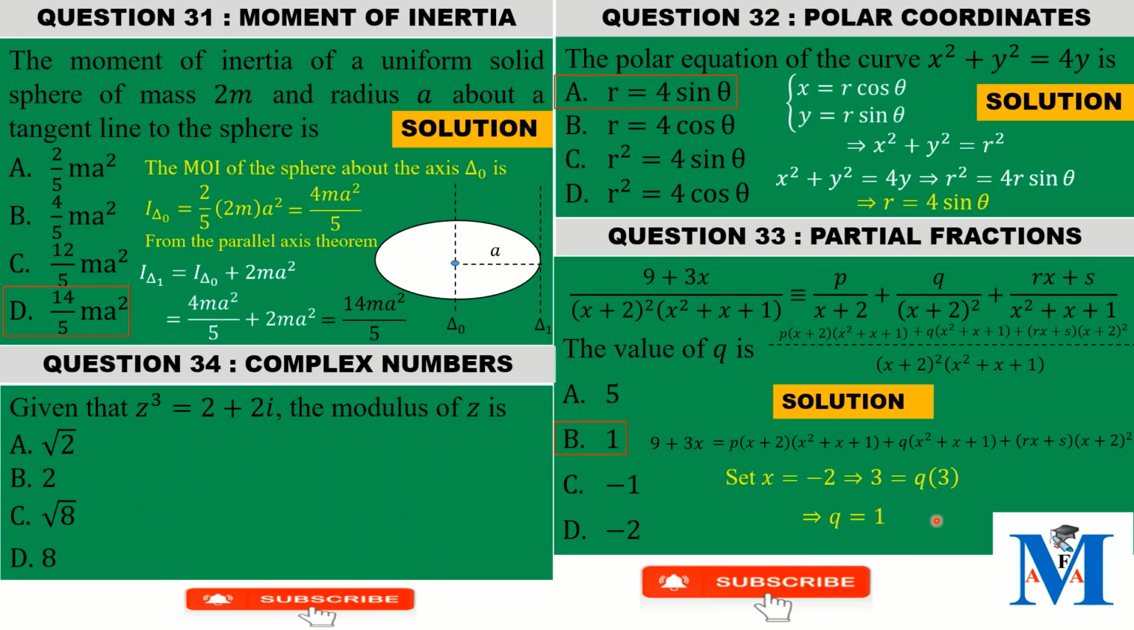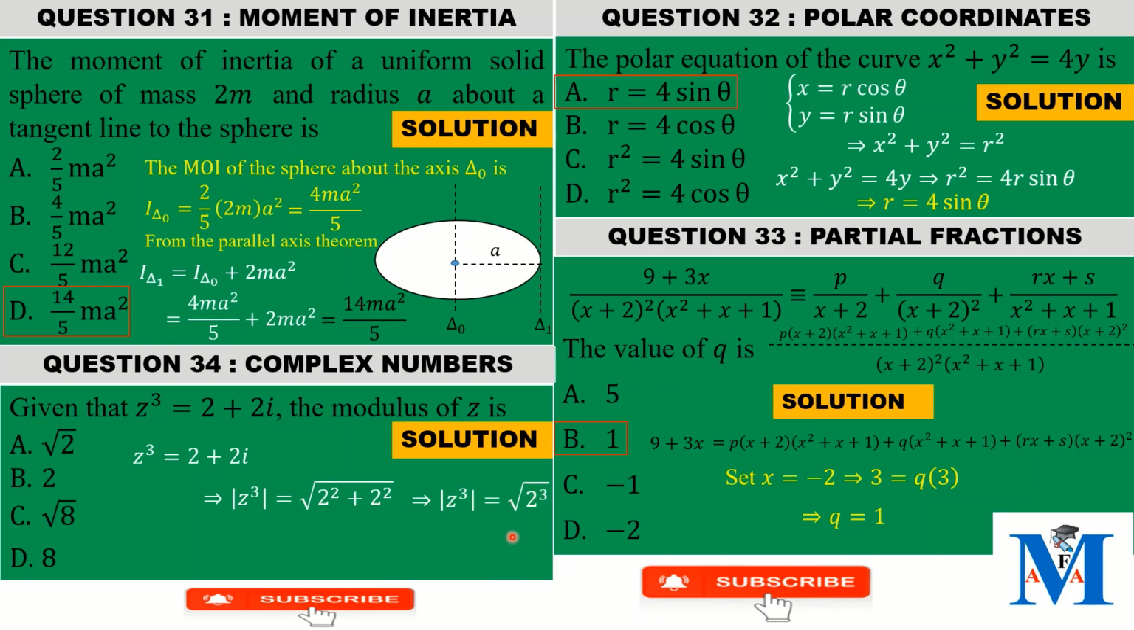And the last question came from the topic complex numbers, and the question reads, given that z cubed is equal to 2 plus 2i, the modulus of z is, so our z cubed is given by this. Now the modulus of a complex number is just the square root of the sum of the squares of the real and the imaginary parts. The real part is 2 and the imaginary part is 2. So the modulus of my complex number z cubed is the square root of 2 squared plus 2 squared. Now 2 squared plus 2 squared is 8, which is the same as 2 cubed. So the modulus of my complex number z cubed is equal to 2 cubed.